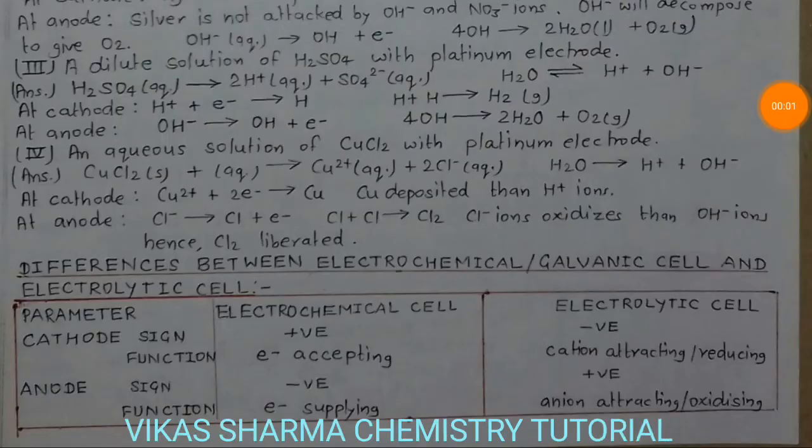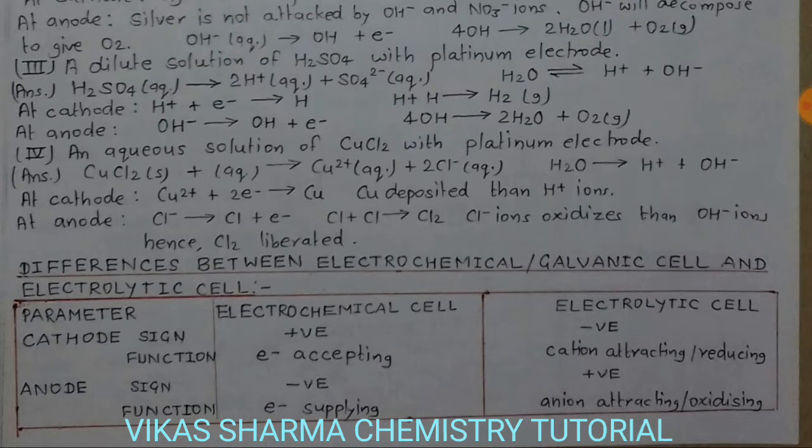Dear student, today's point is the differences between the electrochemical cell, meaning the galvanic cell, and the electrolytic cell. First, the cathode sign in the electrochemical cell is positive, and its function is only electron accepting. In the electrolytic cell, the cathode sign is negative and the main function is cation attracting or reducing.